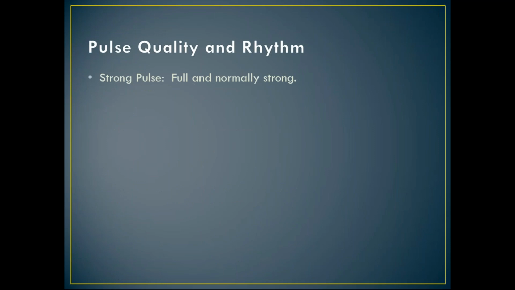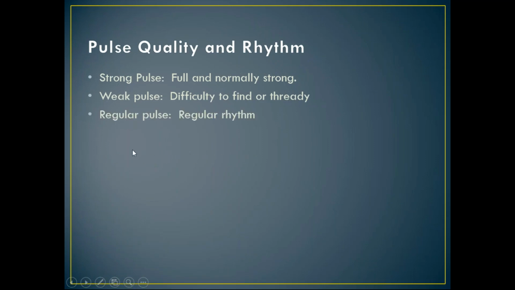So when we're depicting pulse quality and rhythm, when we have a strong pulse and we document that, this means that we have a proper blood volume going through those blood vessels. So they should be full and strong. When we're trying to find that pulse and it's weak, difficult to find, or if we classify it as thready, this is going to correlate to our weaker pulses. So again, there's not a sufficient amount of blood volume going through that blood vessel at that time, and that's why it makes it difficult to find that pulse.